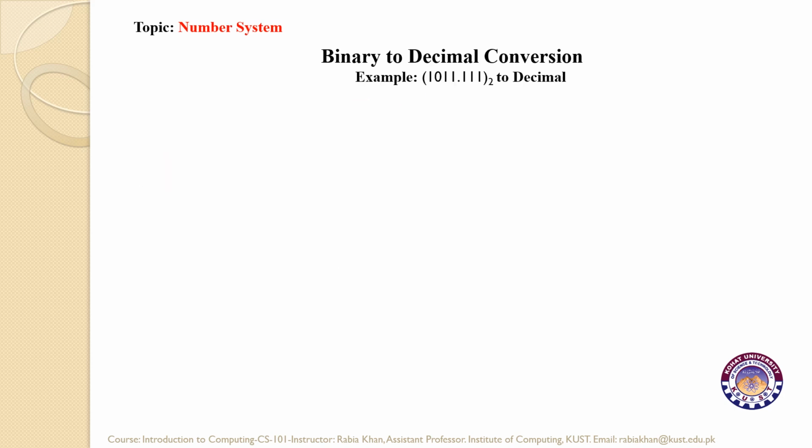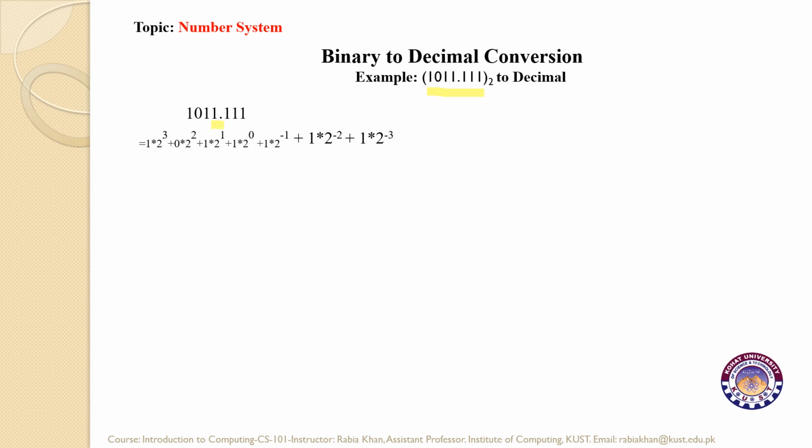Let's do another example. We have a binary number, 1011.111. So again, it has both the whole and fractional part. So the whole part will be started from right to left, and the power of 2 will be started from 0. While the fractional part will start from left to right, and the power of 2 will start from minus 1. So this is the number, and this is how we perform it.